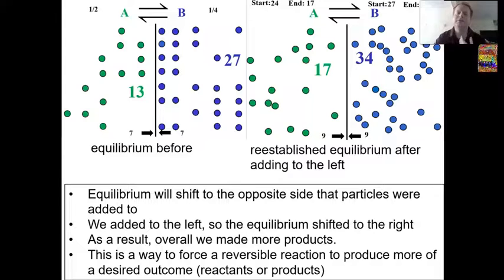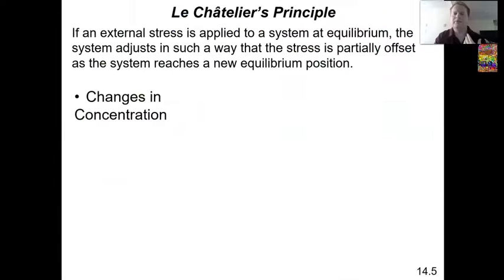So this is a useful situation if we had a reversible reaction that we wanted to try to get a desired outcome. We want to try to drive it to make more of either the reactants or products. Maybe it's some process that we need either reactants or products for in industry or something like that. But yeah, so that's the general of what we just looked at, is that if an external stress is applied to a system at equilibrium, the system adjusts in such a way that the stress is partially offset as the system reaches a new equilibrium position, right?